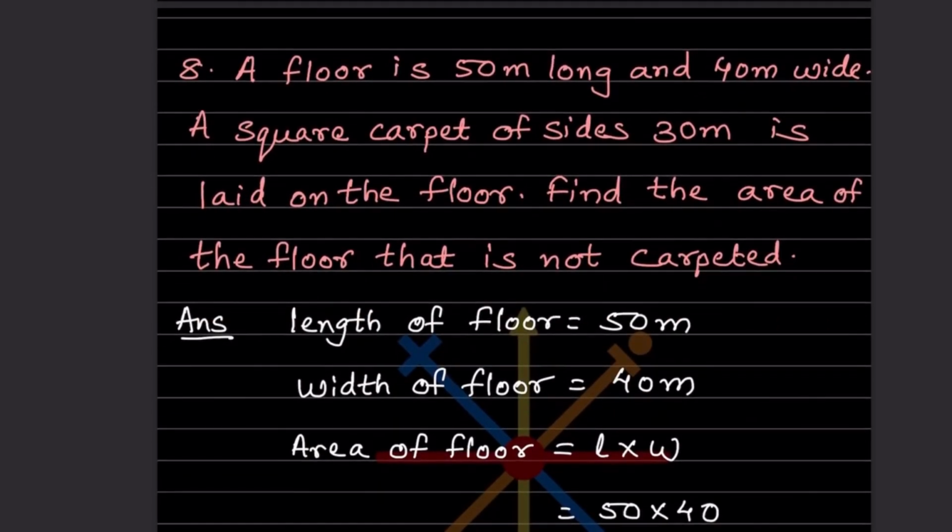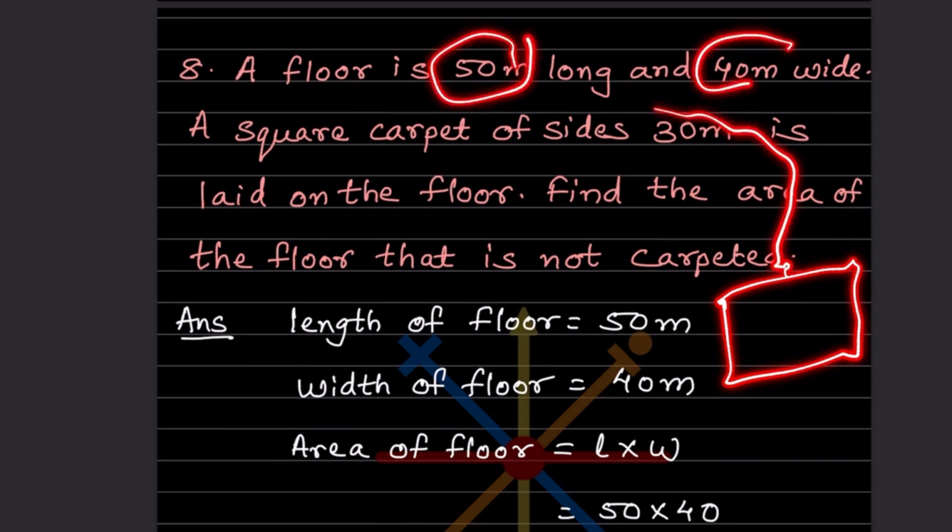So now the next one: a floor is 50 meter long and 40 meter wide, and a square carpet of sides 30 meter is laid on the floor. See, this is a floor. This is in the form of a rectangle. Why do we say rectangle? Because the dimensions given are 50 and 40. They are not the same, so it is going to be a rectangle.